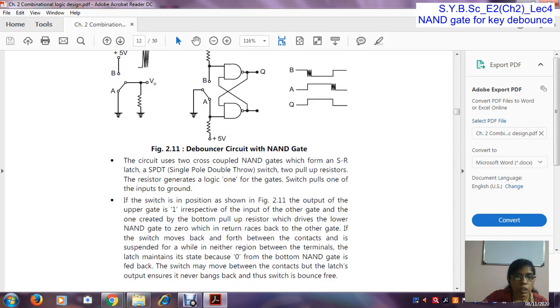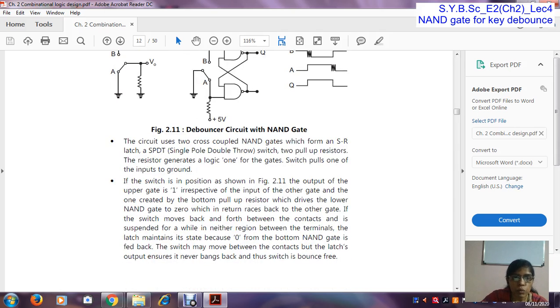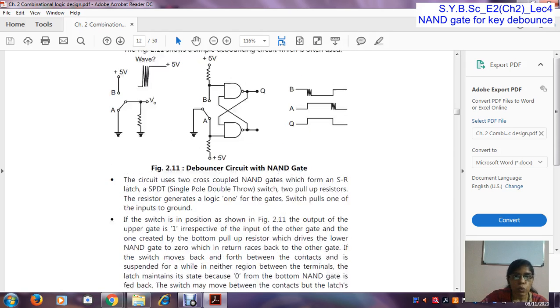Okay. Here again, once again I repeat, if the switch is in position 1, so if this switch is connected to ground, then the output of the first NAND gate is 1. So this output is connected to the input of the second NAND gate. So for this NAND gate, its first input is 1 and the second input is also a 1 because this register is connected to 5 volt logic. So 1 and 1, we get 0 at the output.